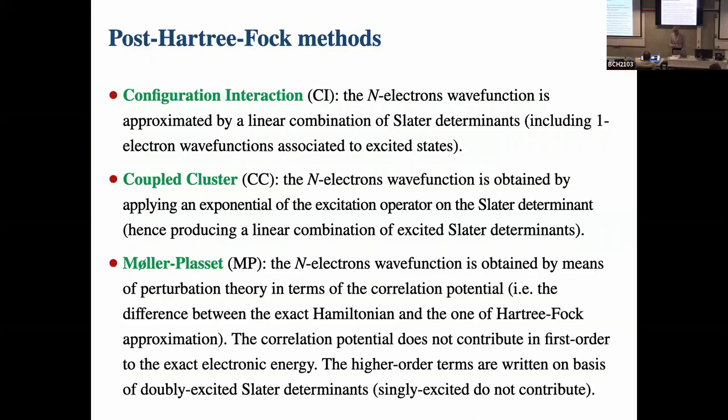And then there's another approach, which is called Møller-Plesset. In that case, the n-electron wave function is obtained by means of perturbation theory in terms of the correlation potential. So in what I've presented so far, we've seen that there was the Hartree term, there is the exchange term, which is called exact exchange, but there is still something missing, and everything that is missing, that is called correlation. And so you can do a perturbation theory in terms of that. And if you do that, you can see that the first order does not contribute to the electronic energy, and so you want to take higher order terms, and so you will see MP2 or MP3, which you take into account in the energy, and these you express on a basis of doubly excited Slater determinants. Okay, so these are the methods of chemistry, which we'll not be seeing here.